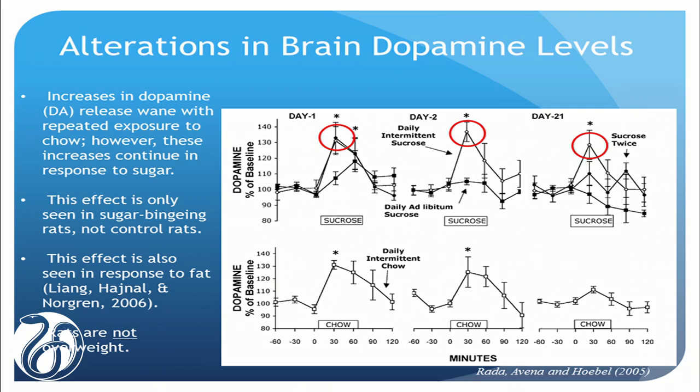Also, we look at animals that are eating just standard healthy food, healthy rat food, and these animals aren't showing this repeated release of dopamine. So again, there's something special about the sugar when it's overconsumed that's causing these animals to release dopamine in a manner that's more like what we'd see with a drug and less like what we'd expect to see with a food.